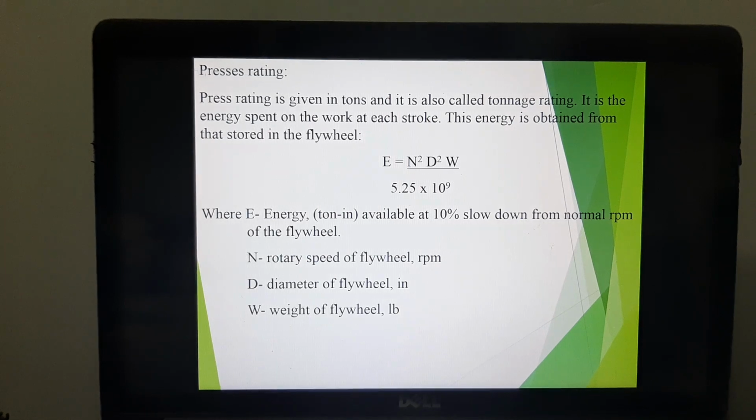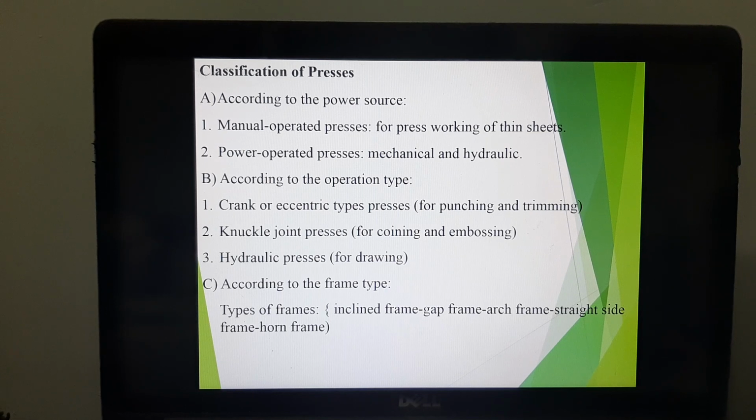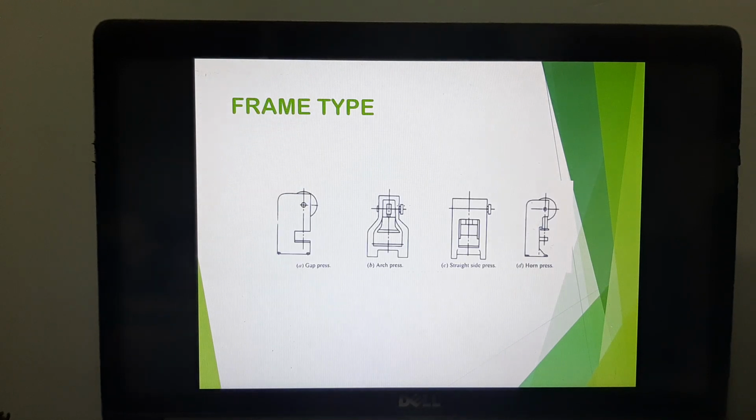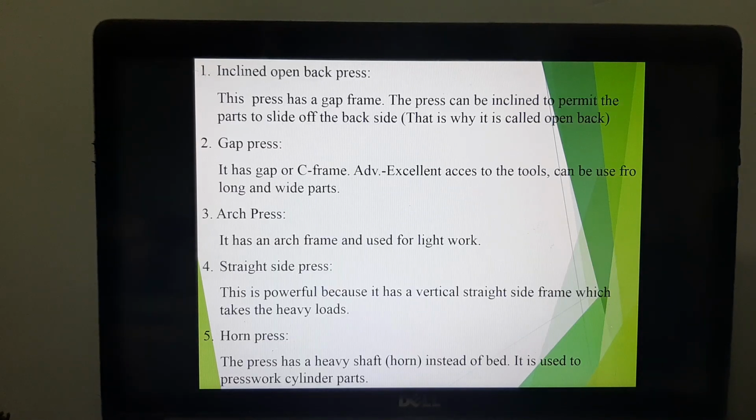So this is your press machine. How do you rate your press, or how do you measure your press? Press rating is given in tons, also called a tonnage rating, and it is the energy spent on the work at each stroke. There are different types of presses. Like I told you, presses can be classified according to the power source, the operation type, and the frame type, and there are other types of presses which we will discuss in this chapter.